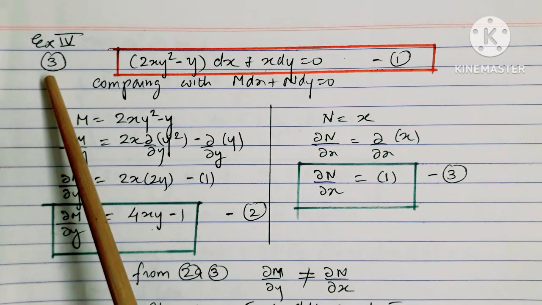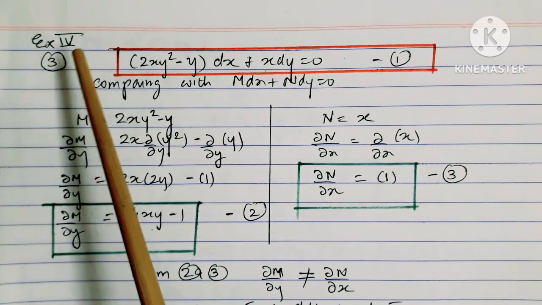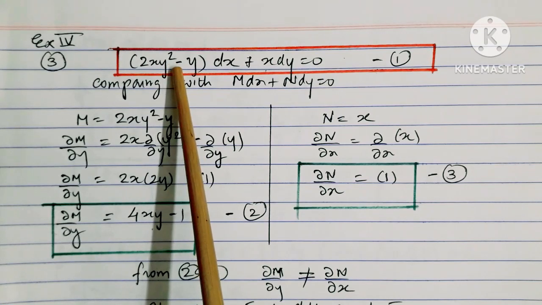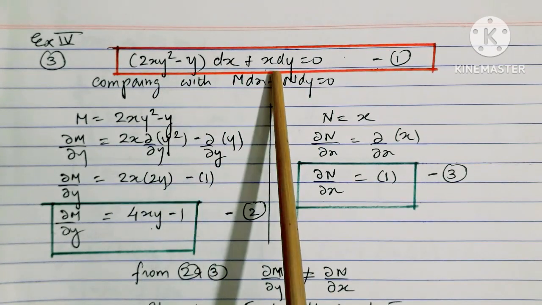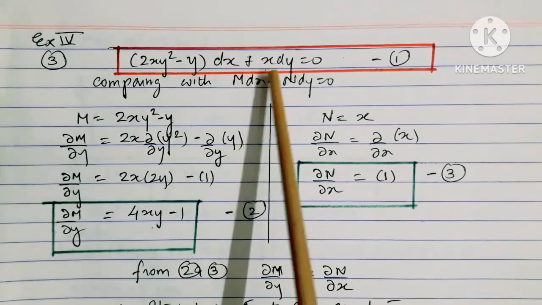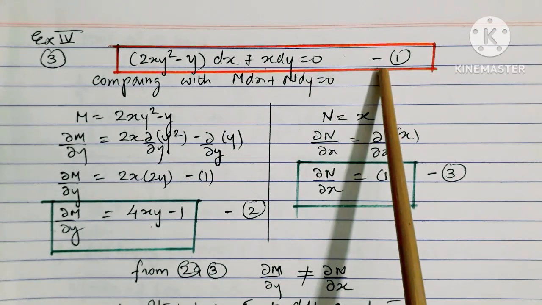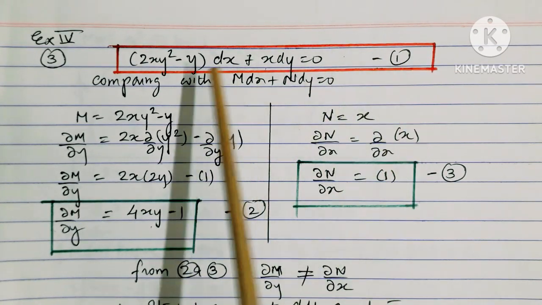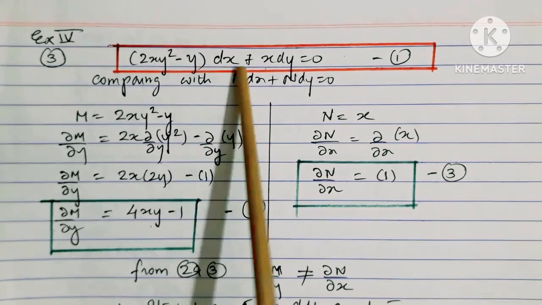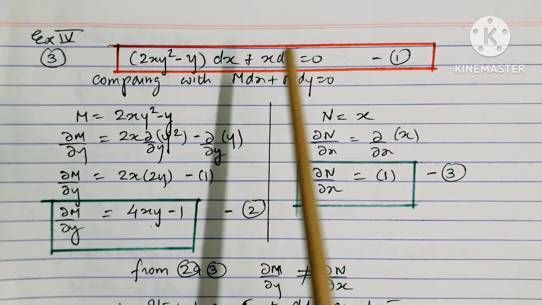In this video, we shall be solving sum number 3 from exercise 4. We will be finding the solution to this given differential equation (2xy² − y) dx + x dy = 0. Let us call this equation 1. Now we'll have to first find out if this given differential equation is an exact differential equation or not.